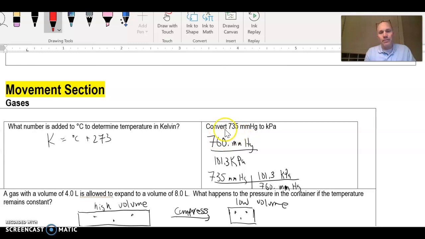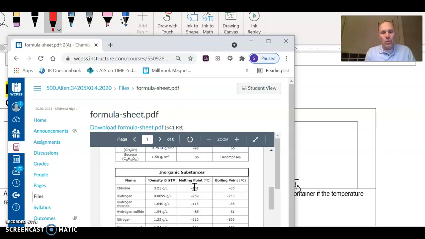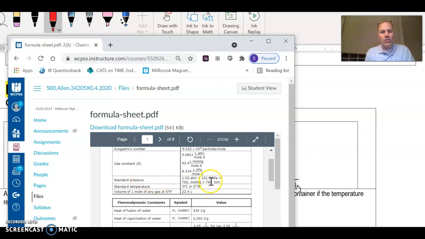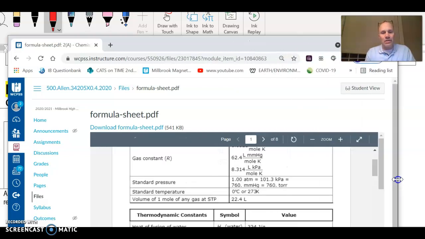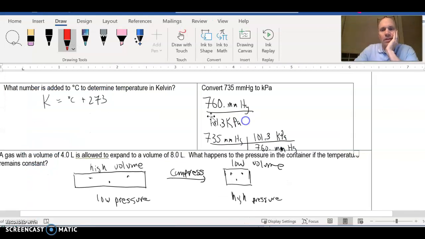All right, converting 735 millimeters of mercury to kilopascals. One thing that is very helpful in that is looking at the formulas guide. When you look at all the values of what is considered standard pressure, you'll see all of these values here for standard pressure. You can see kilopascal and millimeters of mercury, so you can see the relationship there. So we can see that 760 millimeters of mercury is going to be the same as 101.3 kilopascals.